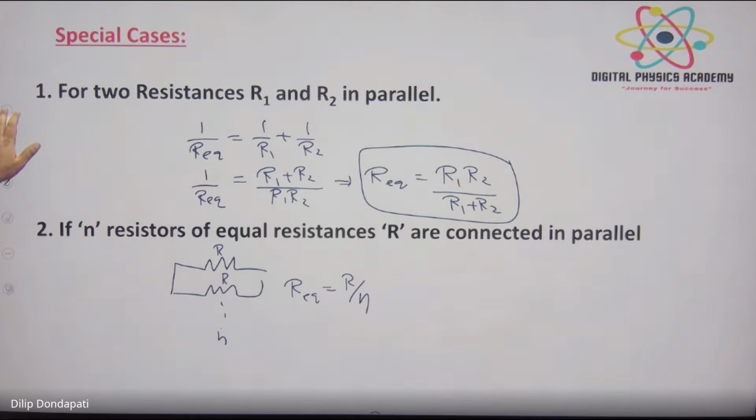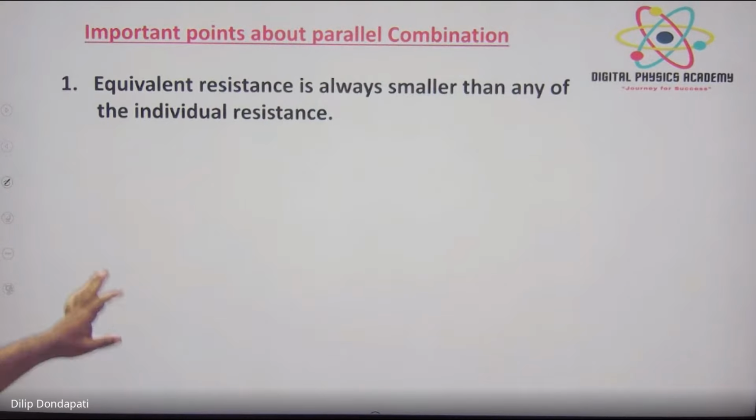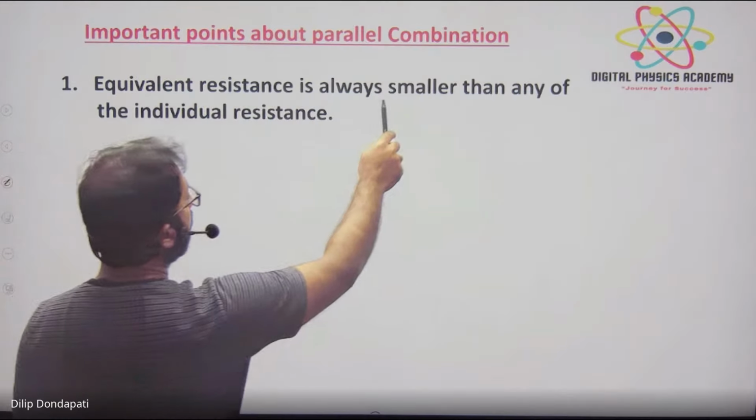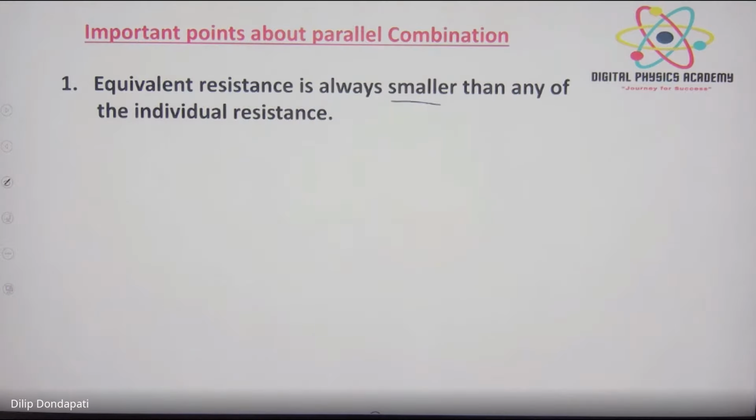Okay, next. Some important points. Equivalent resistance in parallel is always smaller than any of the individual resistances. Suppose 6, 3 and 2: find the R equivalent.